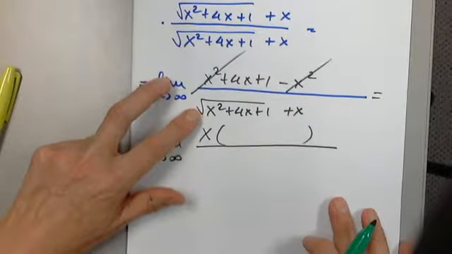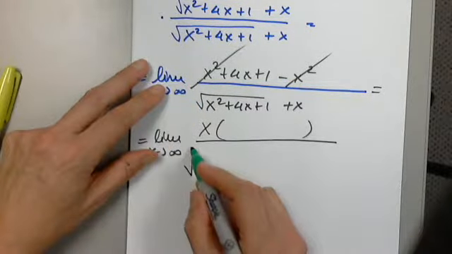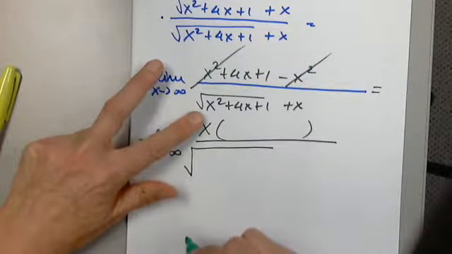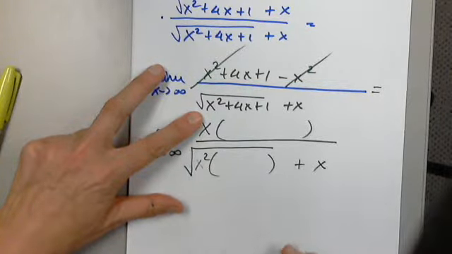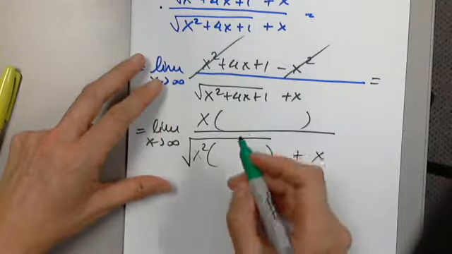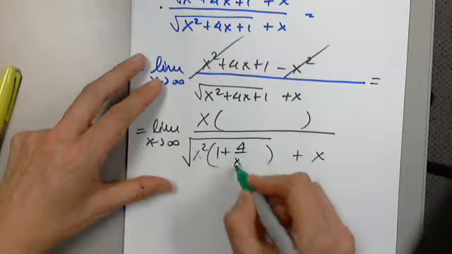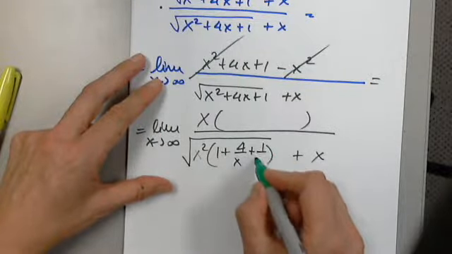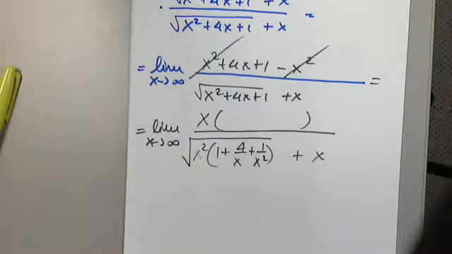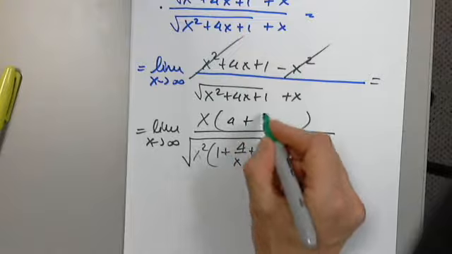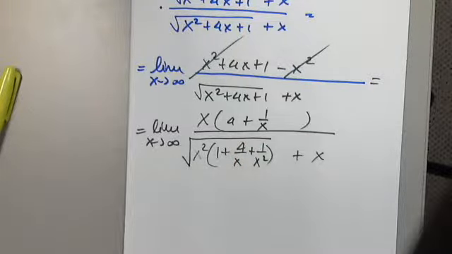Now let's look under the square root. What will I factor out under the square root? x squared. Very good. What is left in parentheses? 1 plus 4 over x plus 1 over x squared. Good. Let's go back to the top. We factor out x. 4 plus 1 over x. Perfect.